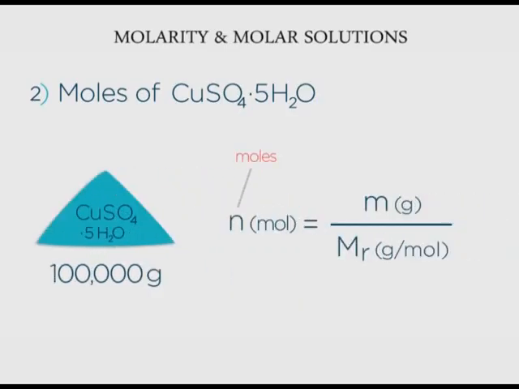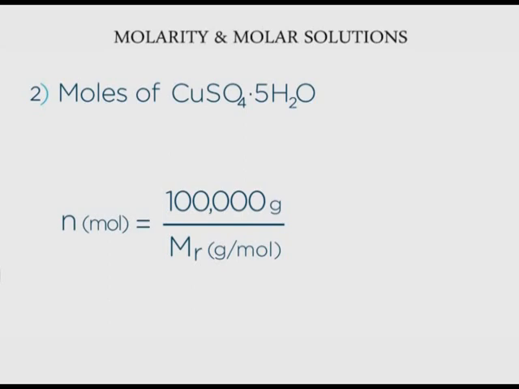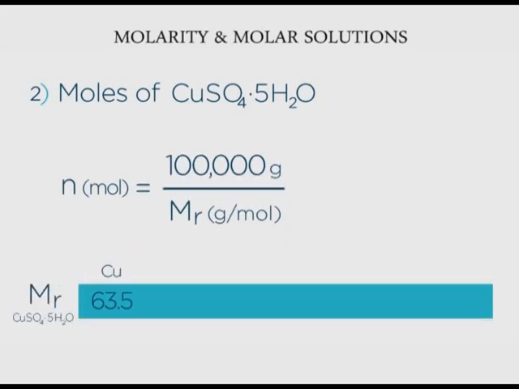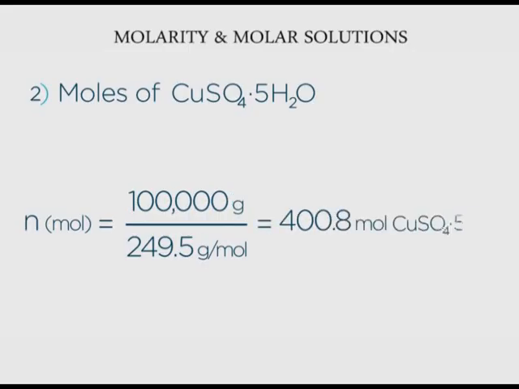Number of moles is equal to the desired mass, that is 100,000 grams, divided by the relative formula mass of the product we want, that is copper 2 sulfate. Using the periodic table, you can work out that this is 63.5 for copper, plus 32 for sulfur, plus 9 times 16 for oxygen, and 10 times 1 for hydrogen, giving us 249.5 grams per mole. That is the molar mass of copper 2 sulfate. Number of moles is 100,000 divided by 249.5, giving us 400.8 moles.